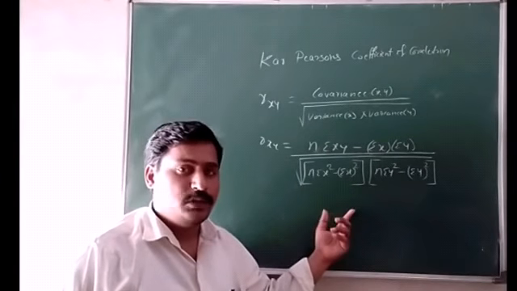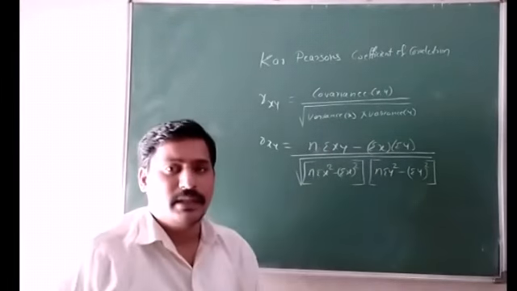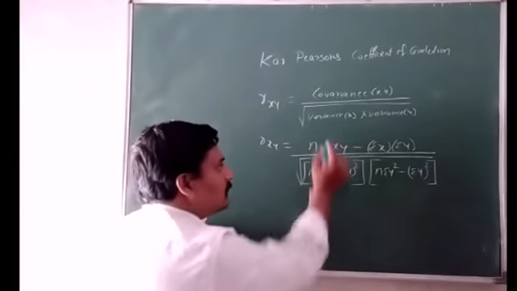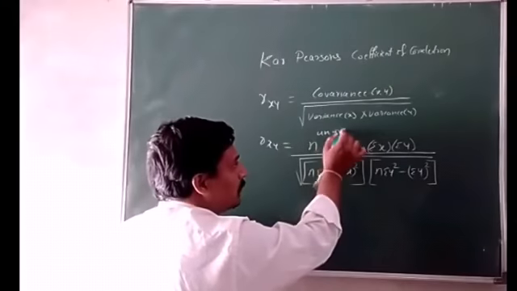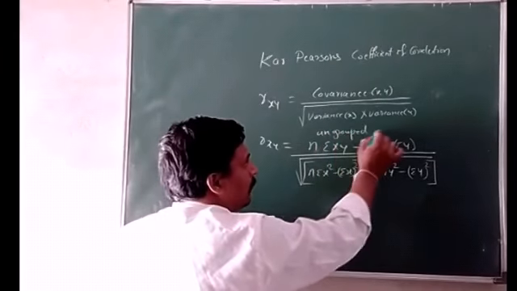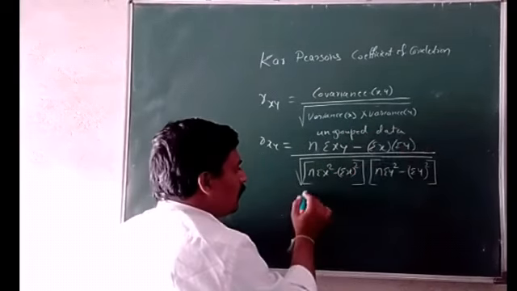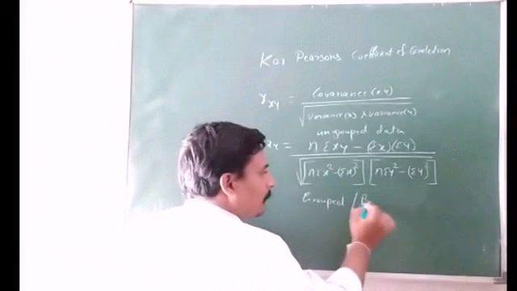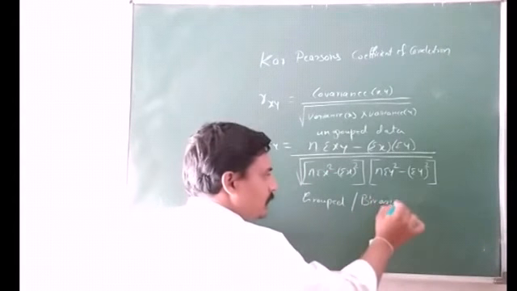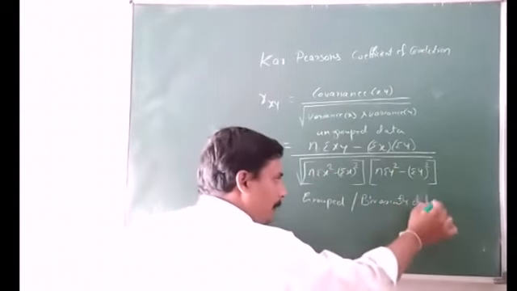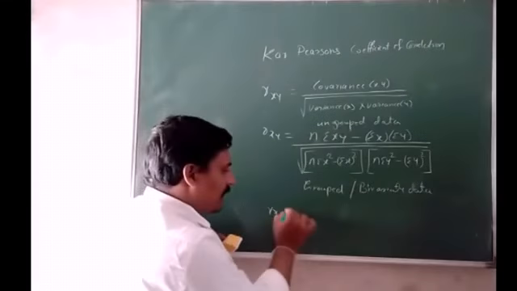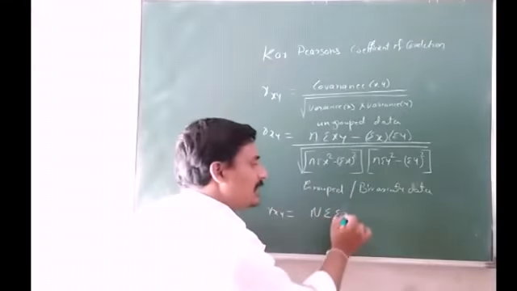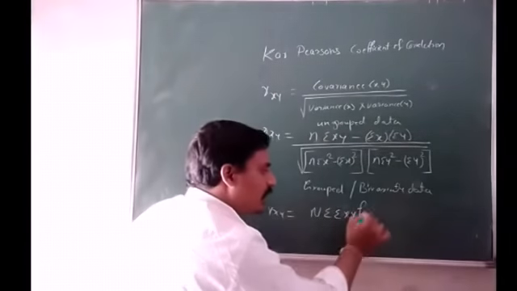Remember, we use this formula to calculate the problem for ungrouped data. For grouped or bivariate data, Rxy is equal to n summation of summation xy fxy.